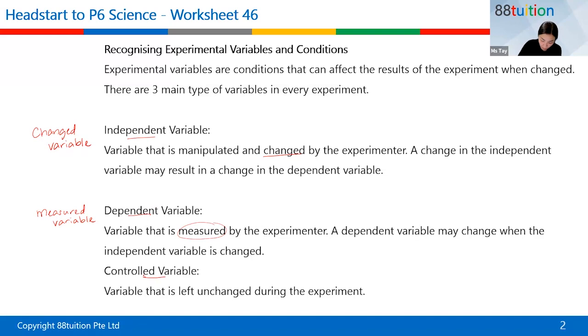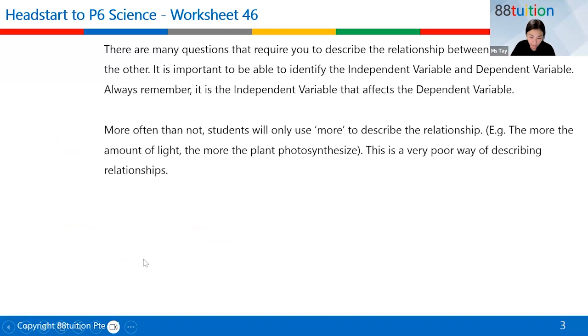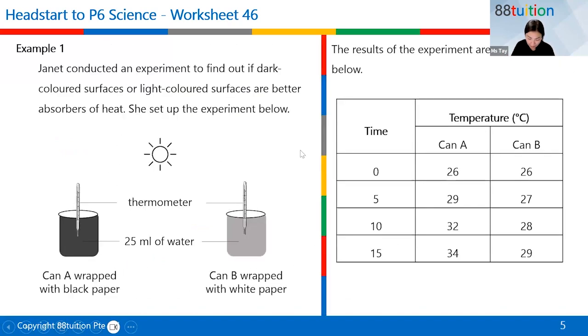And then the last one, control variable, we also call it the fixed variable. So these are the things that you do not change. You have to keep them constant during the experiment. So you're supposed to identify them in every question, but only if it's experiment based. So if you are looking at, for example, this example.